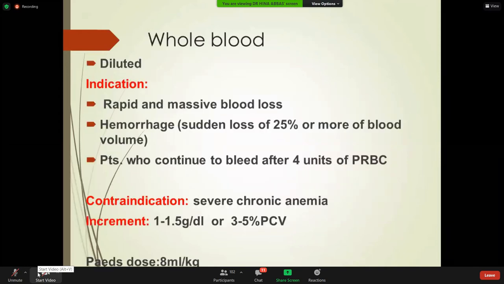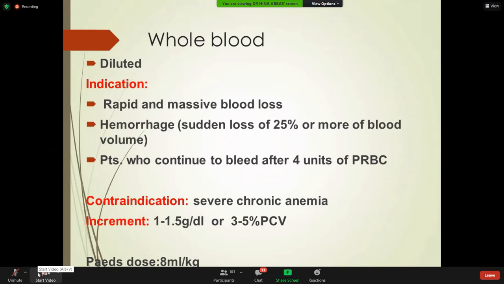Coming back to our topic, the whole blood. This is diluted. I have already told you that this leads to volume overload. So the indications are rapid and massive blood loss, hemorrhage, that is sudden loss of 25% or more of the blood volume, and patients who continue to bleed after 4 units of packed RBC. You have transfused 4 units of packed RBC, the patient is still bleeding. So I think the problem is with hemostasis. If you give whole blood, it has platelets as well. It has the clotting factors with it and the RBCs, of course.